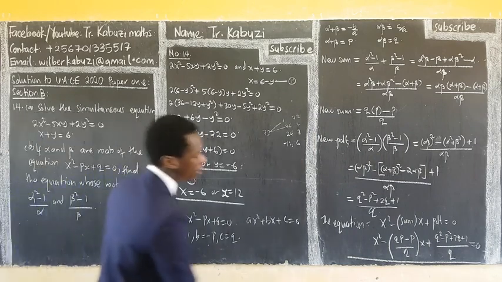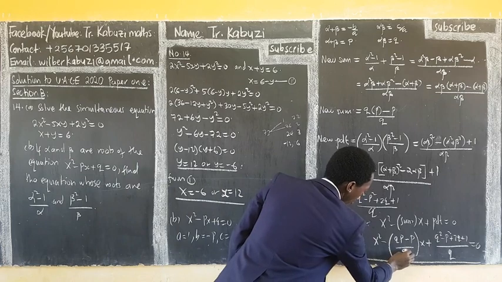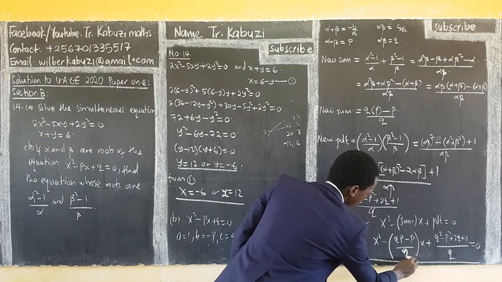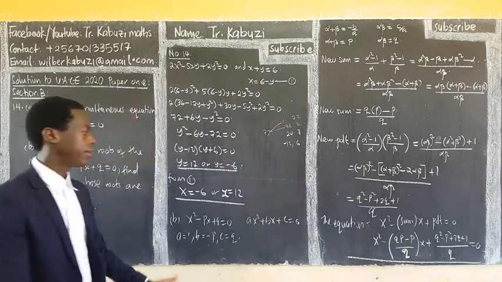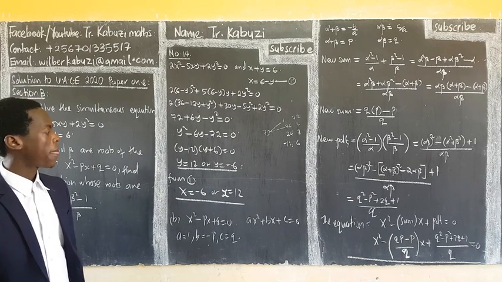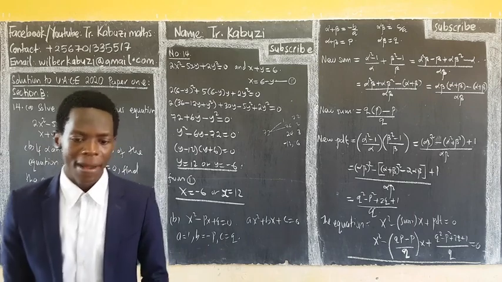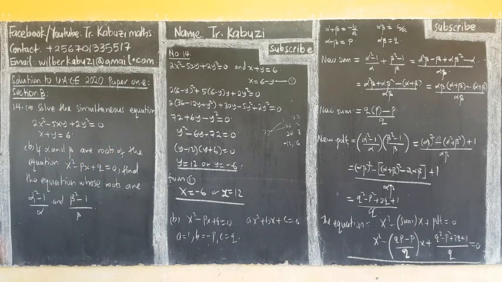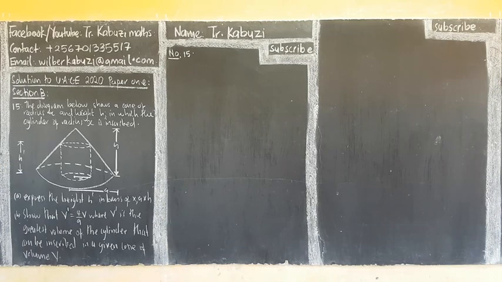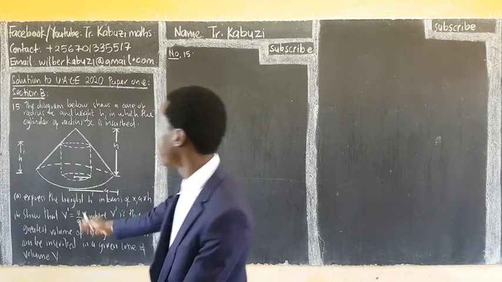So this is it. Some people go on to simplify this by multiplying through by q, but it's okay if you leave it there. That's how we handled number 14. Let us say number 15. Okay, this was number 15.